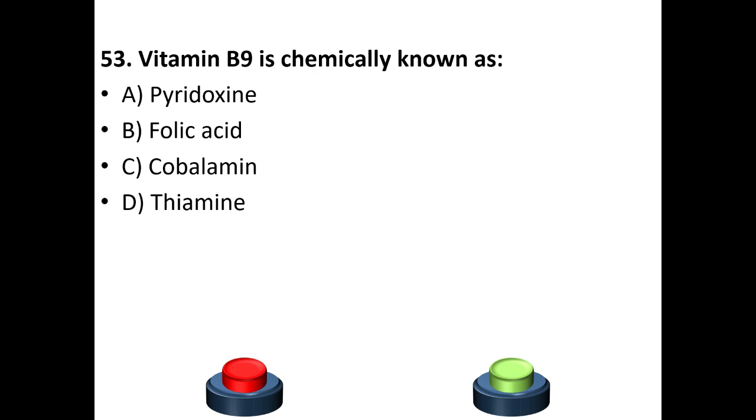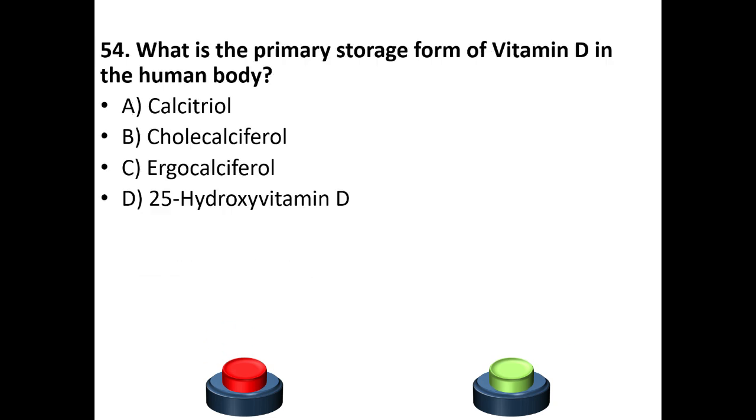53. Vitamin B9 is chemically known as pyridoxine, folic acid, cobalamin, thiamine. Which is the answer? Here the answer is B, folic acid.